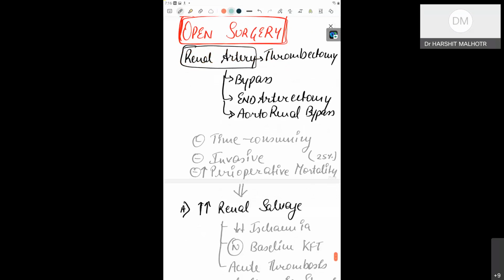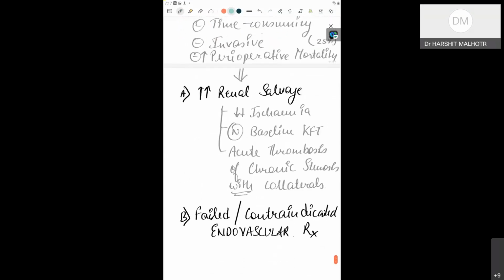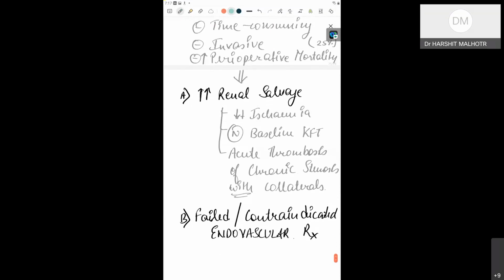Though open surgery, as already discussed in renal artery diseases, is time consuming, has very high perioperative mortality, and is an invasive procedure, the indication for open surgery is when there are high chances of renal salvage, that is, there is less ischemia, the baseline kidney function tests were normal, and there was an acute thrombosis of a chronic stenosis with collaterals. So we know the collateral circulation is picked up. The anticoagulation is taking care of the distal perfusion through the collateral circulation, but we can still take care of the diseased vessel, and hence we can intervene in these cases.